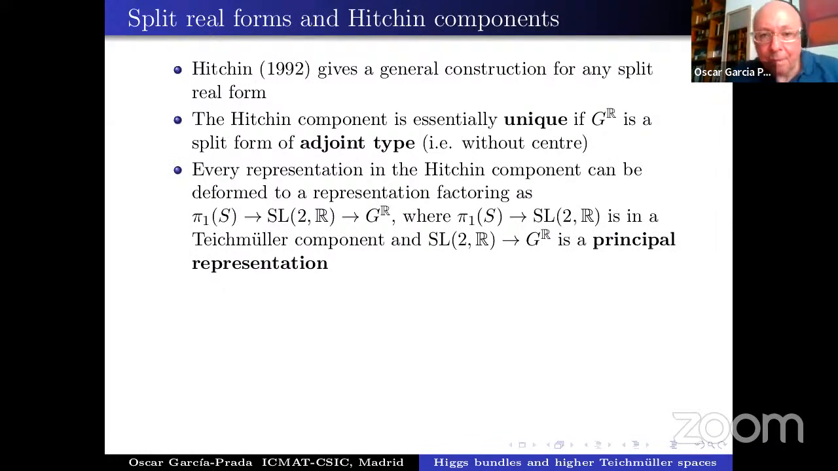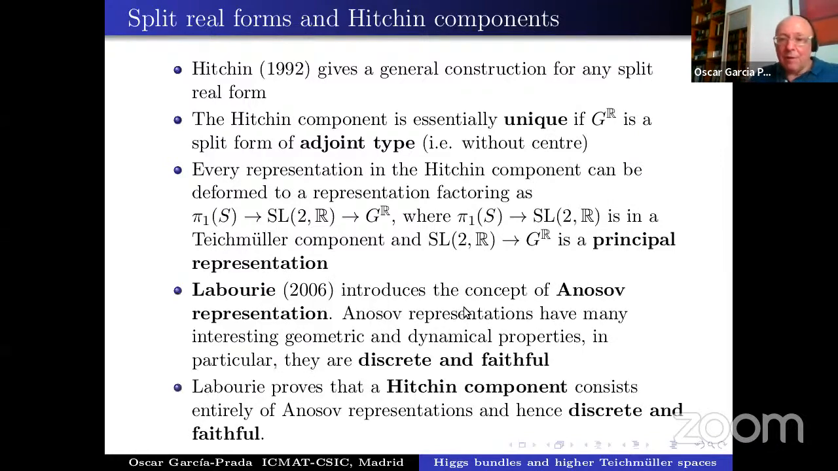Something that happens is that this Hitchin component can be characterized by the following fact: every representation in this component can be deformed to a representation that factors through a representation in SL(2,R), and then this map from SL(2,R) to G_R is the principal representation that every split real group has. There is always this principal representation from SL(2,R) to the split form, and so the Hitchin component is characterized by this.